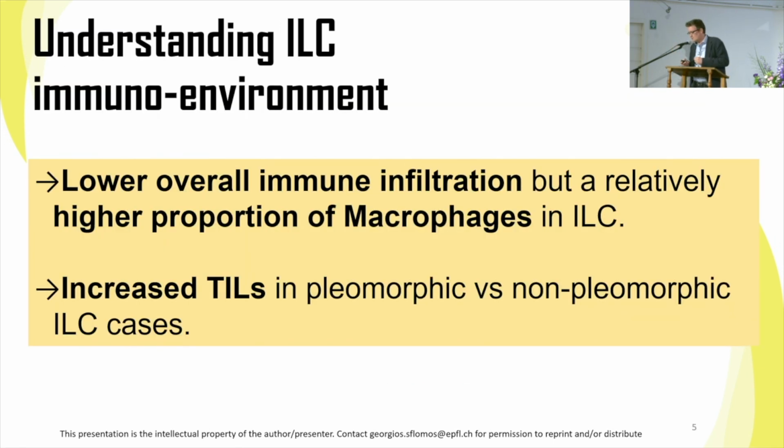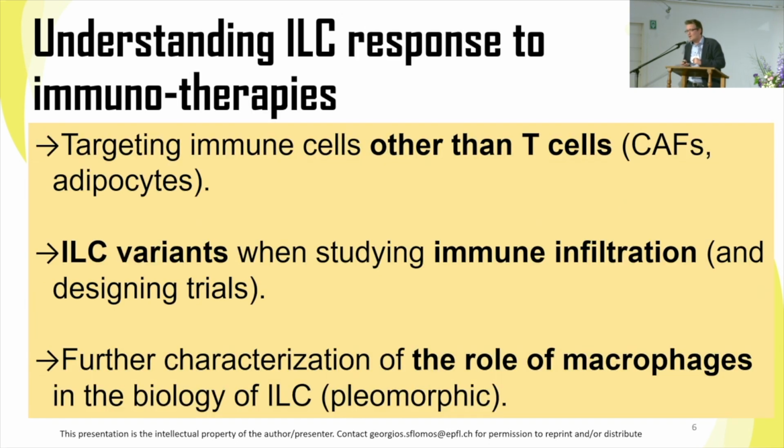So, starting to briefly discuss the major points for which we have some data. What we know today is that overall there is a lower immune infiltration, but a relatively high proportion of macrophages in lobular carcinoma compared to ductal carcinoma. There are increased TILs specifically in the pleomorphic versus non-pleomorphic ILC cases. That's interesting. Also, we try to understand how ILC responds to therapy. This is important. We also discussed that we need to target other cells than T cells, for example cancer-associated fibroblasts or adipocytes, which also comes with BMI, fitness and lifestyle, something we need more research on.